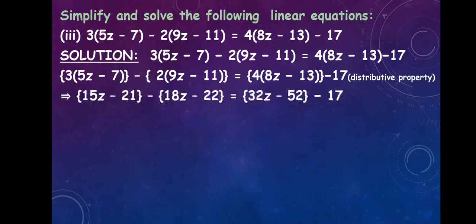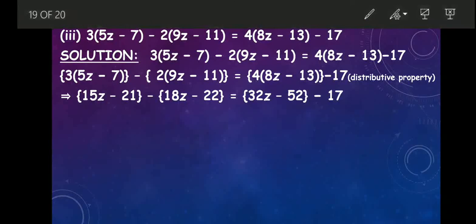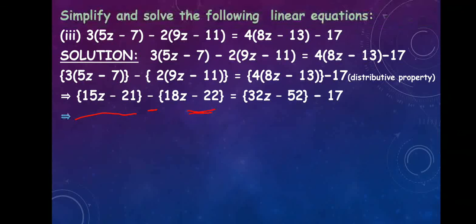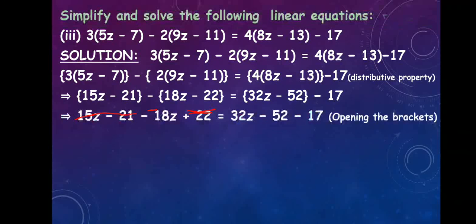Now I'll be opening these brackets. For the expressions which have a negative sign outside the bracket, the signs inside will get changed. The first expression has a positive sign, so it will remain the same. The second expression has a negative sign outside, so I'll change the signs. It will be minus 18z plus 22, 32z minus 52 will remain the same, minus 17. So next one will be 15z minus 21 minus 18z plus 22 equal to 32z minus 52 minus 17.